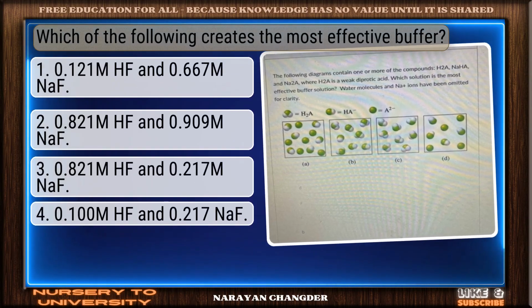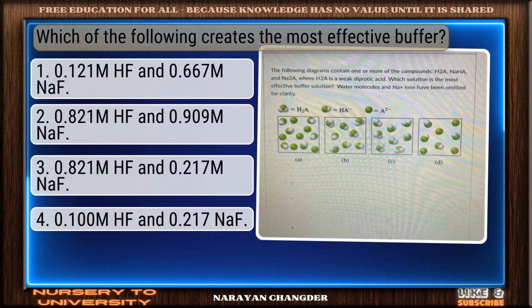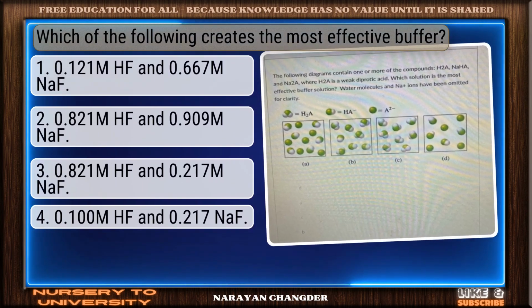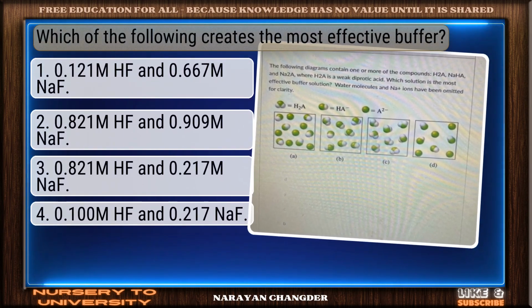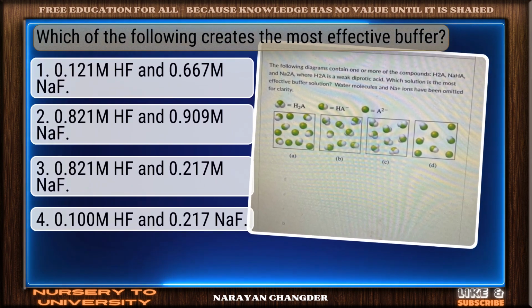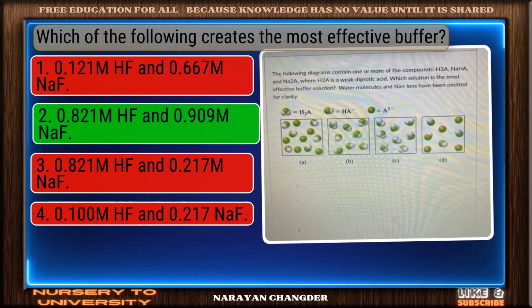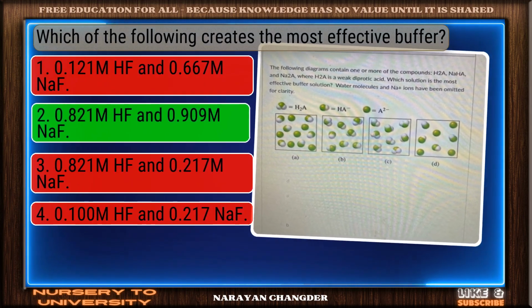Which of the following creates the most effective buffer? Option 1, 0.21 HF and 0.6667 NaF. Option 2, 0.821 HF and 0.909 NaF. Option 3, 0.821 HF and 0.17 NaF. Option 4, 0.1 HF and 0.217 NaF. Exactly, 0.821 HF and 0.909 NaF.